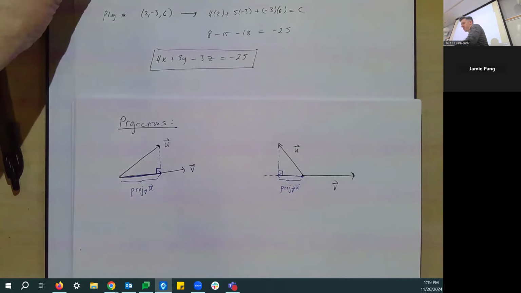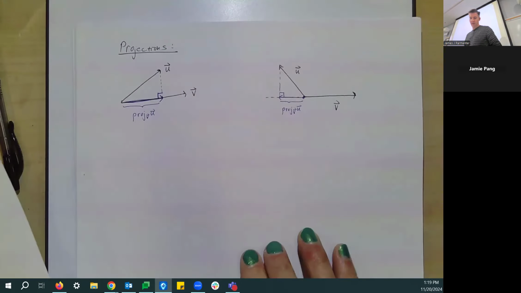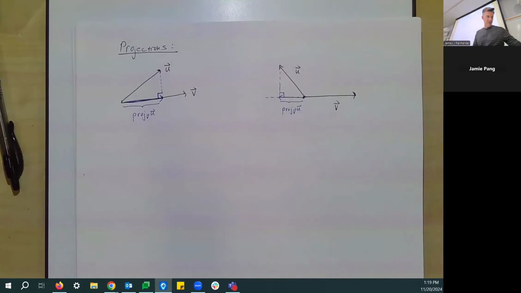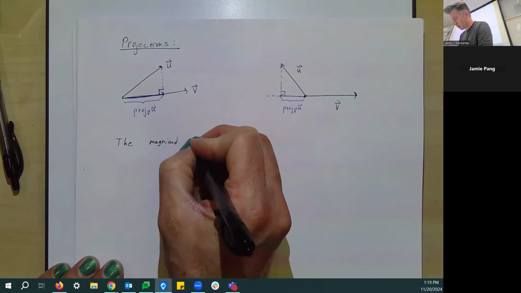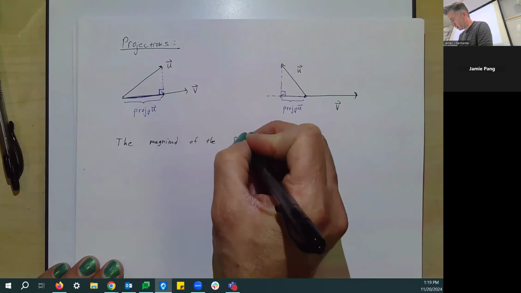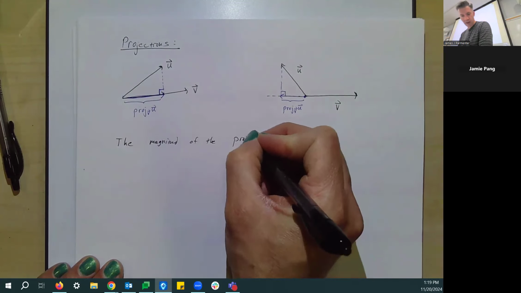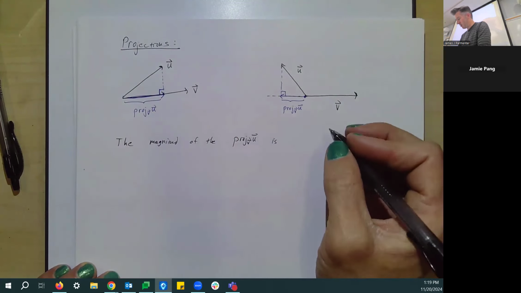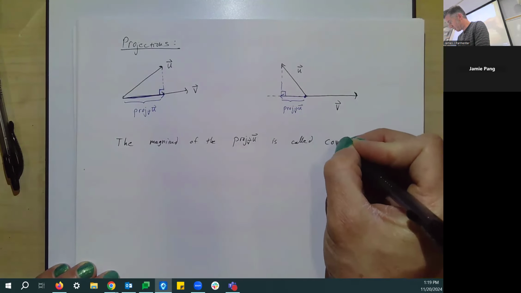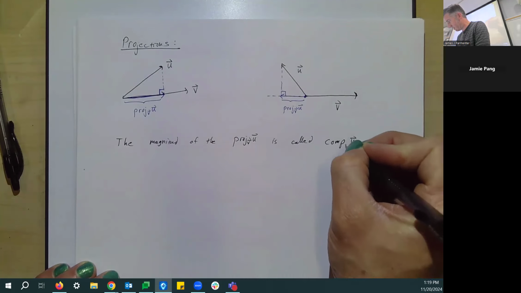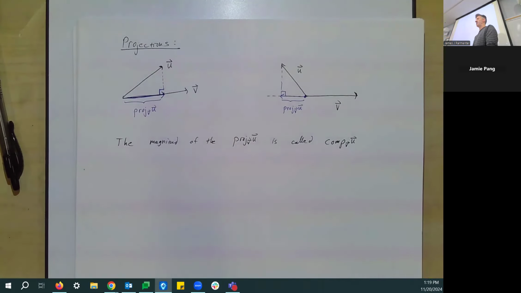For whatever reason, I do not love this particular notation, but it is standard, so we got to live with it. The magnitude of the projection of u onto v is called the component of u onto v, and written as the component of u onto v. I do not know why this is called this thing. I feel like it's a terrible name, but that's what it's called. So just the magnitude of the projection.